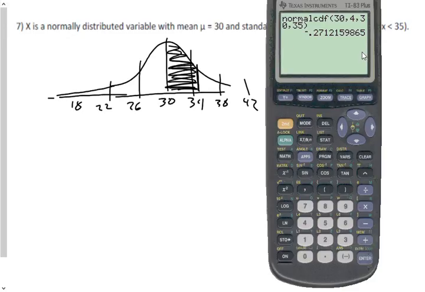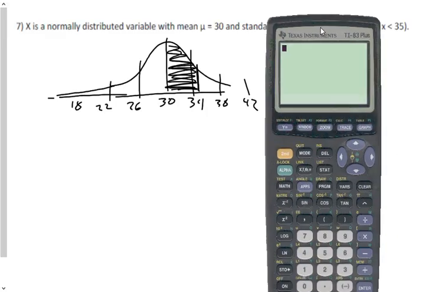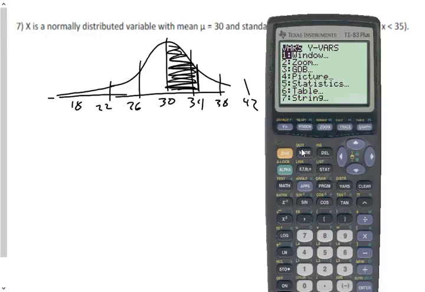All right, let's take a look and see what's going on here. Well, we got our order wrong. Distribution. It is normal CDF, but our order is wrong. Sorry about that. The order is lower, upper, mean, standard deviation.